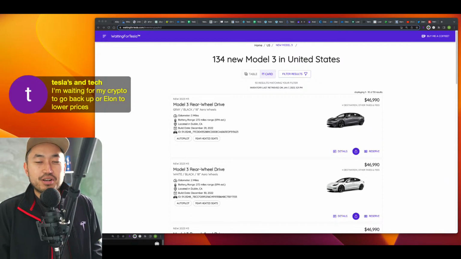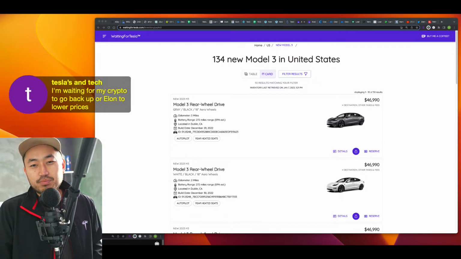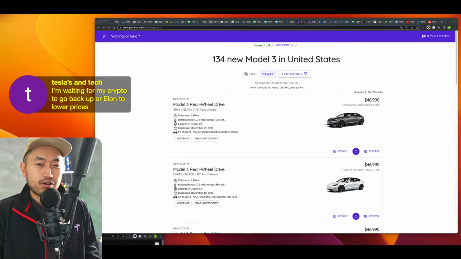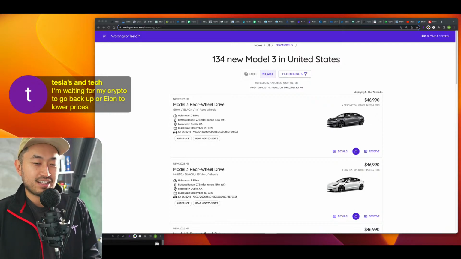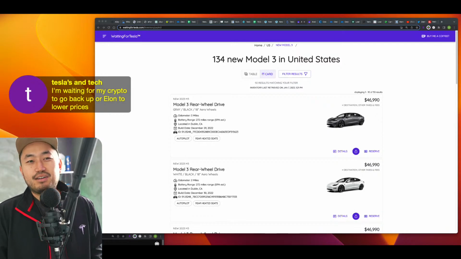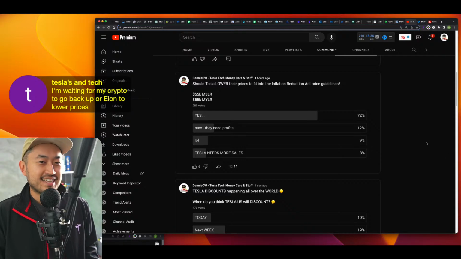Welcome to the stream. I'm waiting for my crypto to go back up or Elon to lower prices. Well, crypto probably won't go up for another two, three, four, five years. We're definitely in a crypto winter, but Elon might lower their prices at the end of the day.